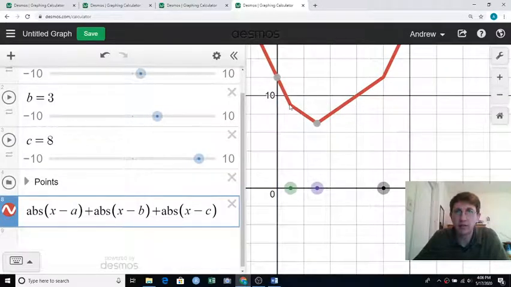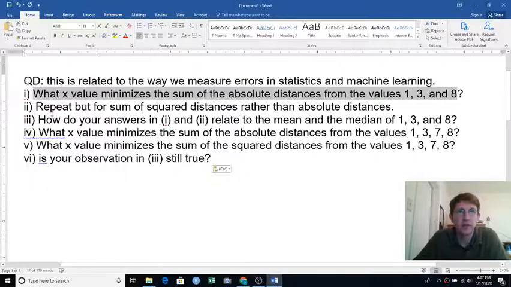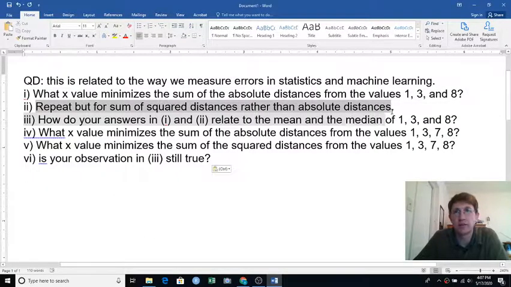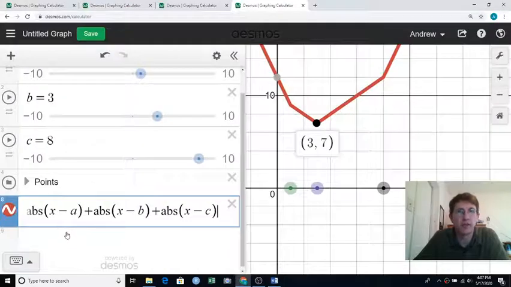So it seems to have a sharp bend here, a sharp bend there, and a sharp bend there. Desmos is just giving us the intersection with the y-axis there. So what x value minimizes that? It seems to be here at x equals 3. And then another part of the question says, repeat but for the sum of squared distances rather than absolute distances.